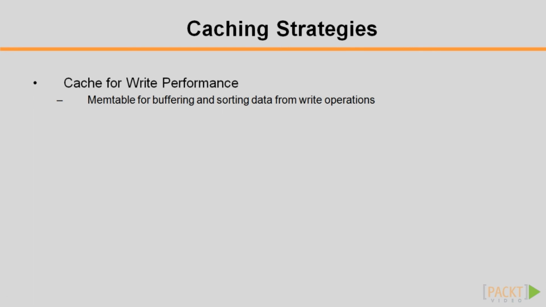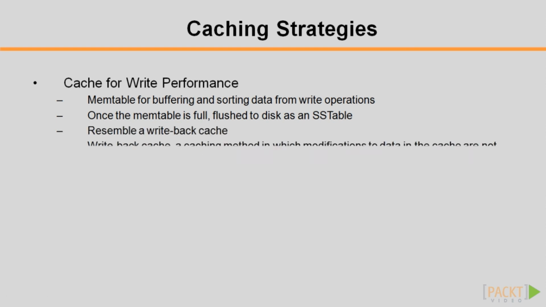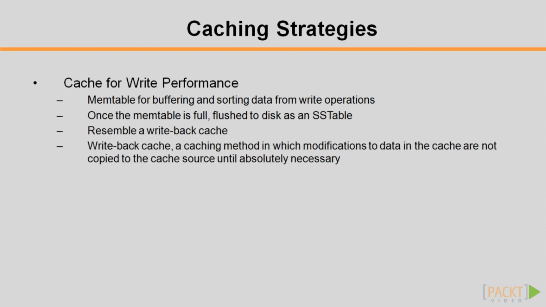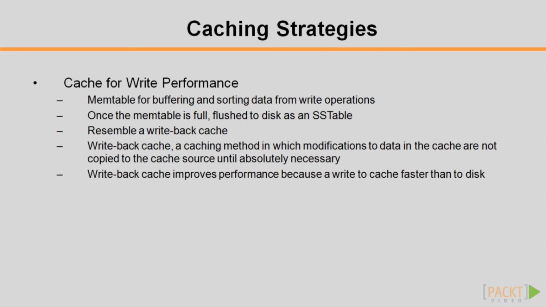Now let's turn to the cache for write performance. It's also built in by design. During write operations, memtable is used for buffering and sorting data in memory before flushing to disk as an SSTable, resembling a write-back cache. Note that write-back cache is a caching method in which modifications to data in the cache are not copied to the cache source until absolutely necessary. It improves performance because a write to the high-speed cache is faster than to disk.